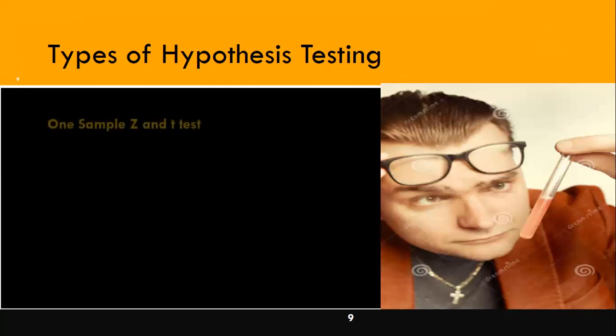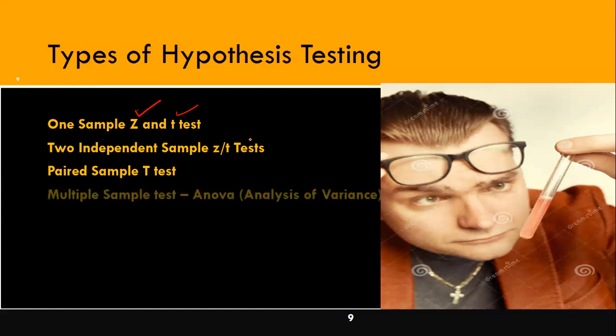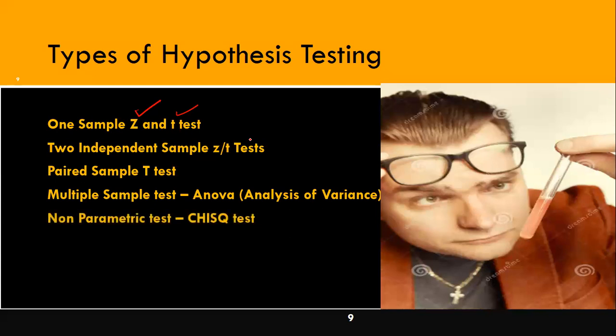There are different types of hypothesis testing available. One is the one sample Z test, and the other one is a T test. Using a single sample, we can conduct either the Z test or T test, or we can use two independent samples, either the Z test or T test. You can use a paired sample t-test, and also you have multiple sample tests. That is where ANOVA, analysis of variance, comes into the picture. And the next one is the non-parametric test. All these are called your parametric tests.